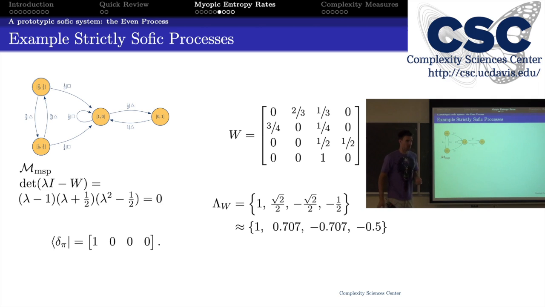So let me just do an example real quick. For the even process, which we've been looking at, like the power spectrum and stuff like that, if we did the mixed state presentation, which I think you probably did already in the mixed state lecture, there turn out to be 4 states. This is 2/3, 1/3, the stationary distribution, right? And again, there are triangles and squares. This is the even triangle process, but same old even process.